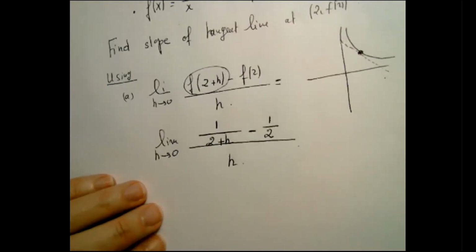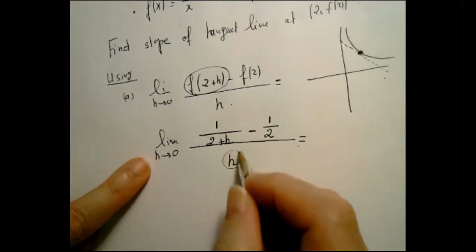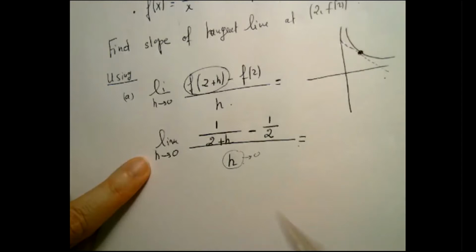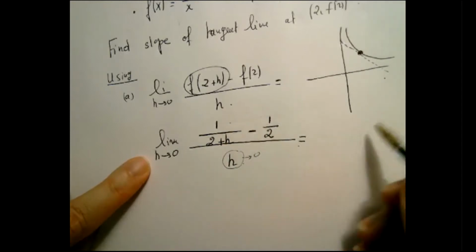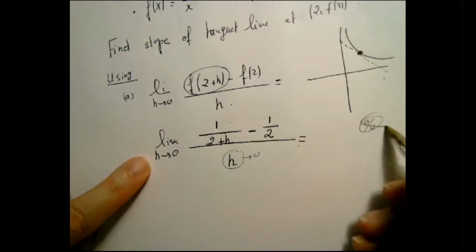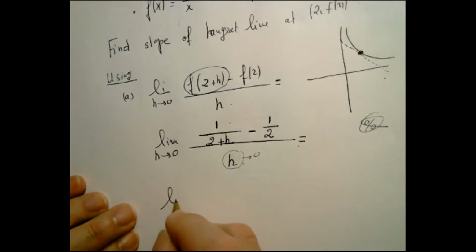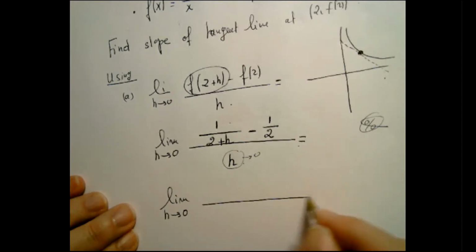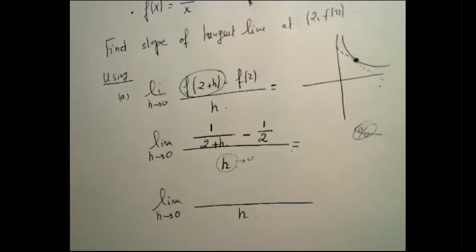So let us remember, how did we do those limits? As h becomes close to 0, this goes to 0. This goes to a half, minus a half, 0. So I definitely have 0 over 0. So we have to manipulate algebraically. And do you guys remember how we manipulated? What was the key idea?